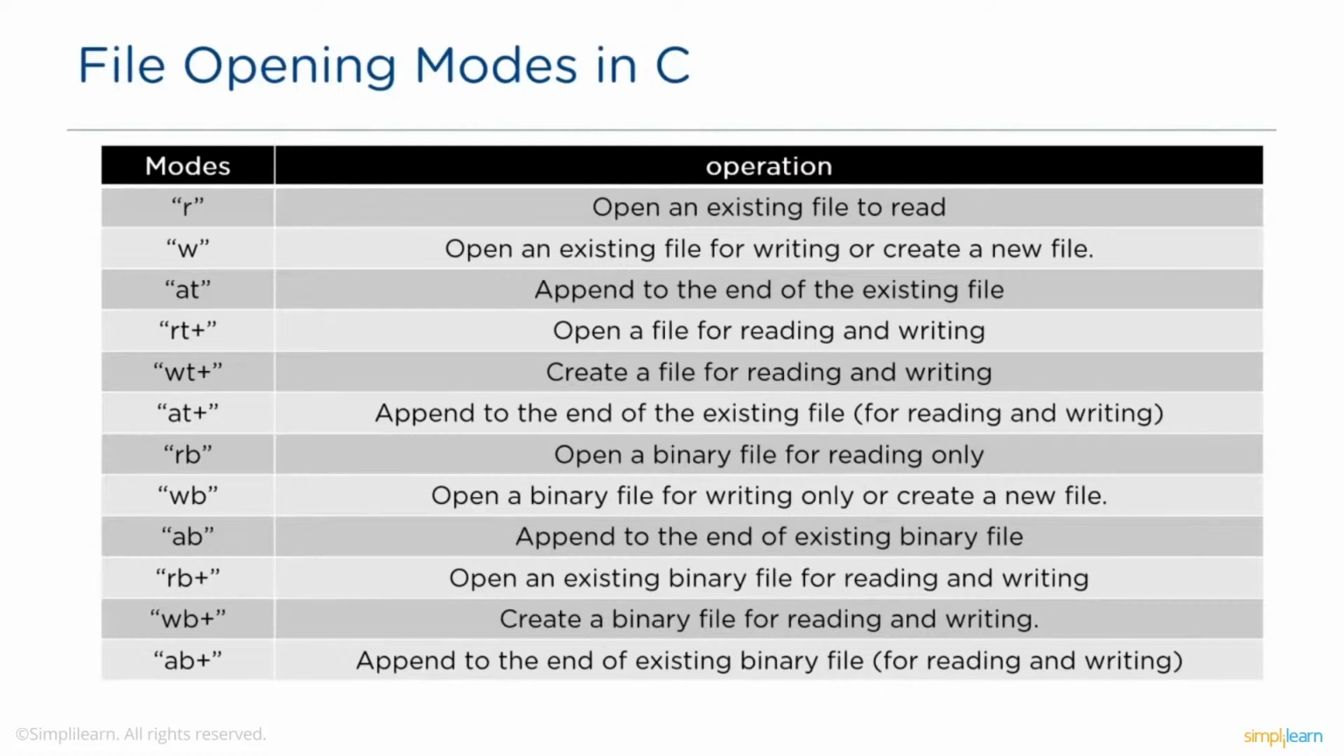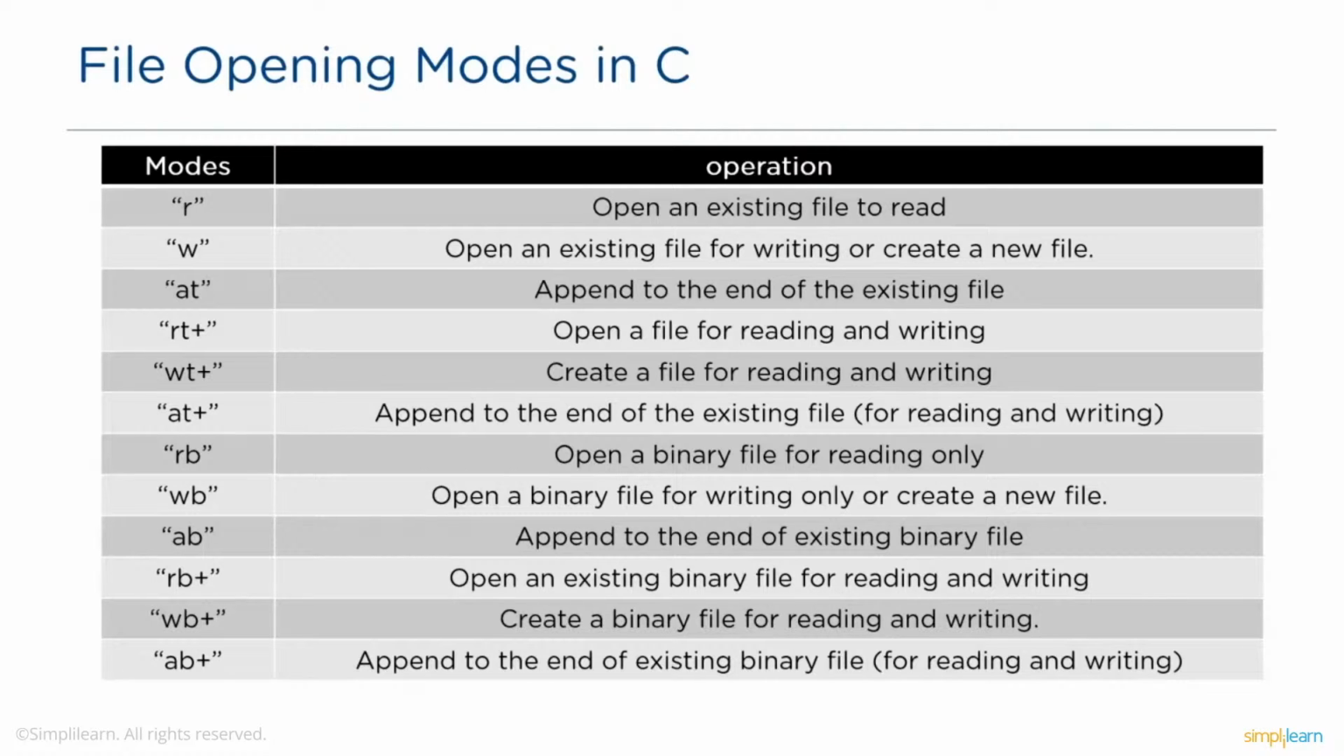First, let's start with mode r. It is used to open an existing text file for reading only. And mode w creates and opens the file for writing. But if the file already exists, then it will overwrite its content. Next is at, which is used to append the data at the end of the existing file. Append is nothing but adding data, for writing only.